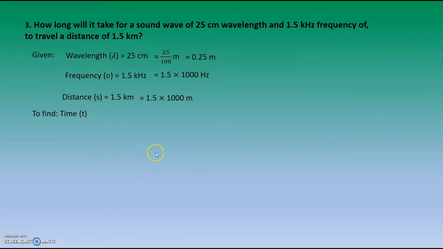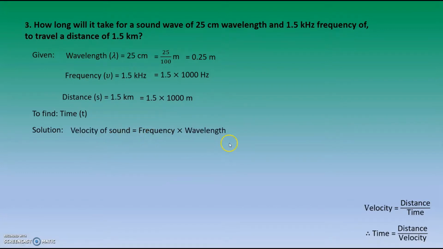So, now to find the time t. Okay. So, now you know the formula. Solution. Velocity is equal to distance upon time, which means time is equal to distance upon velocity. So here you know the distance, but you don't know the velocity. So first let us calculate the velocity using the formula. Velocity is equal to frequency into wavelength. So velocity is equal to 1.5 into 1000 multiplied by 0.25. So that we'll get V equal to 375 meter per second. The unit of velocity is meter per second.